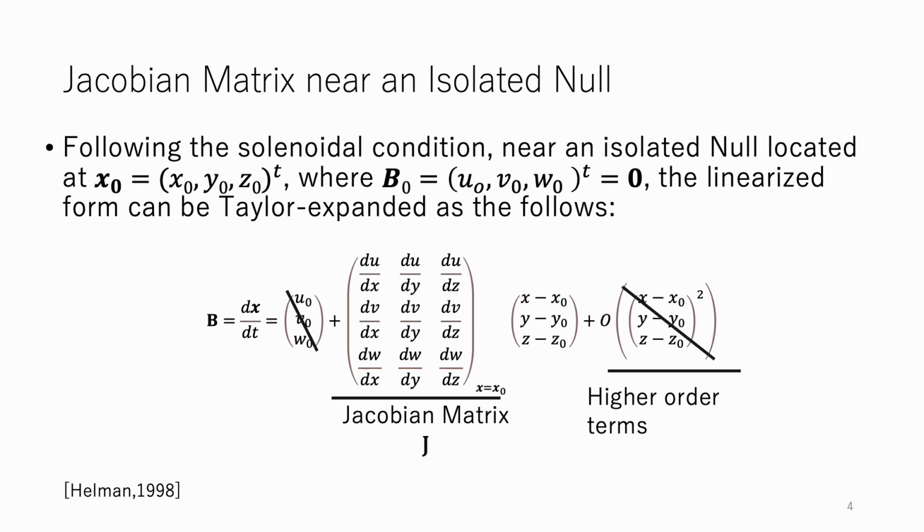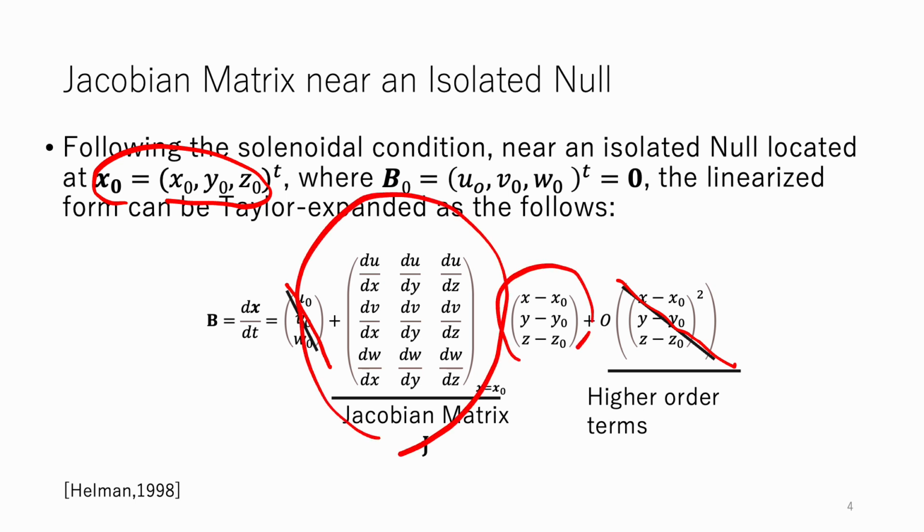First, we Taylor expand the magnetic field around the null point, and the zeroth order term is going to be cancelled, and we also neglect the higher order terms. Thus, only the Jacobian matrix multiplied by the position vector remains. This Jacobian matrix at the null point determines the magnetic field topologies around the null point.